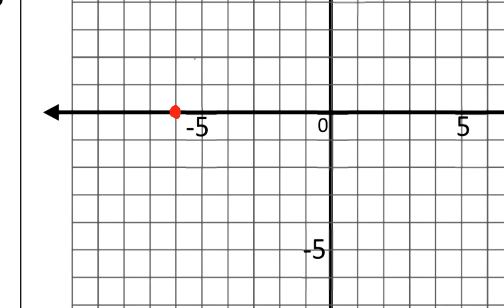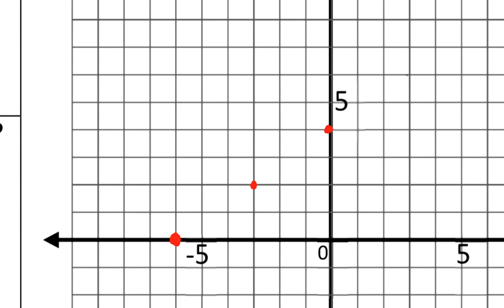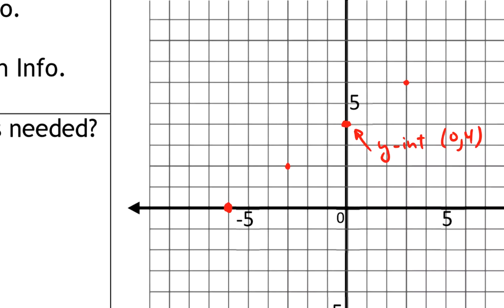So from here I can go up 2 and over 3, up 2 and over 3, and up 2 over 3. And I noticed that because I'm following that pattern, up 2 over 3, up 2 over 3, it solidly lands right here. So I can tell without anything else that the y-intercept actually did land exactly at 4. So this is the point 0, 4. So I can use that for the graph of it.